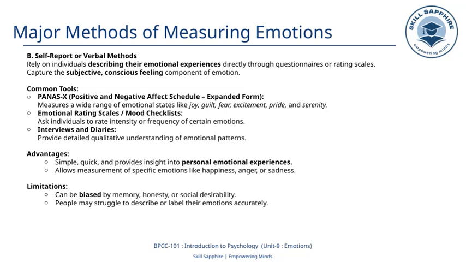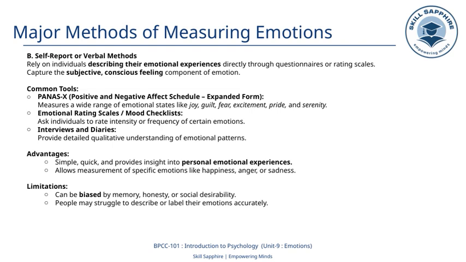Let's talk about the major methods used to measure emotions, starting with self-report or verbal methods. These rely on individuals describing their emotional experiences directly, often through questionnaires or rating scales. The idea is to capture the subjective, conscious feeling component of emotion, which is often what we're most interested in. One common tool is the PANAS-X, or the Positive and Negative Affect Schedule expanded form. This scale measures a wide range of emotional states, including feelings like joy, guilt, fear, excitement, pride, and serenity. It helps us understand the complexity of emotional experiences.